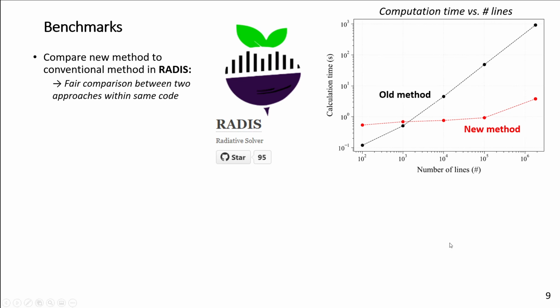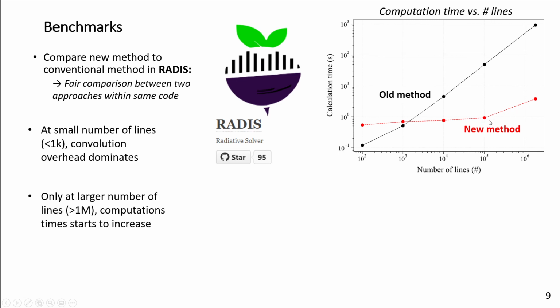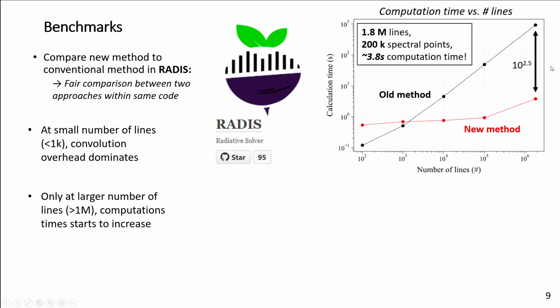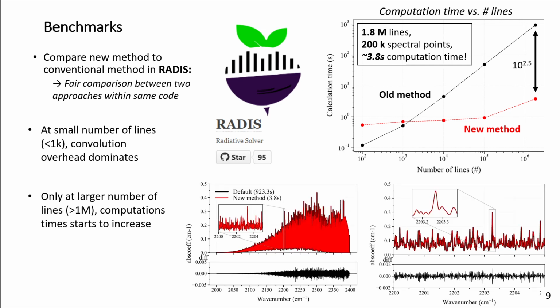expected. For a small number of lines, below 1000, the old method outperforms the new approach due to the convolution step being the bottleneck. For more than 1000 or so lines, the computation time for the new method remains essentially flat, with the computation time only increasing at about 1 million lines. At 1.8 million lines, the computation time of the new method is only 3.8 seconds, which is about 2.5 orders smaller than that of the old method. When comparing the accuracy of the two spectra, shown in the mid-bottom and zoomed in on the right, we see that the two methods reproduce the same spectra well within a 1% error.